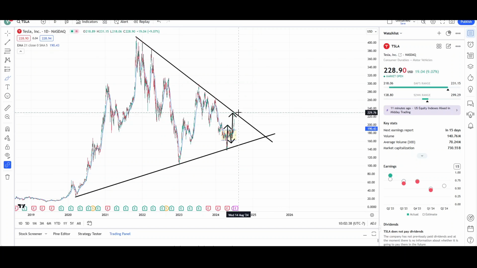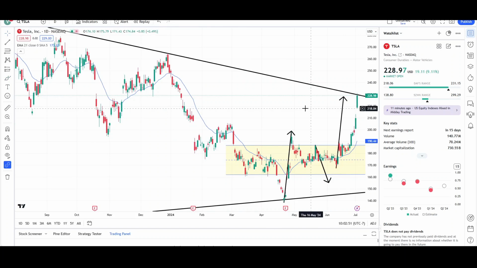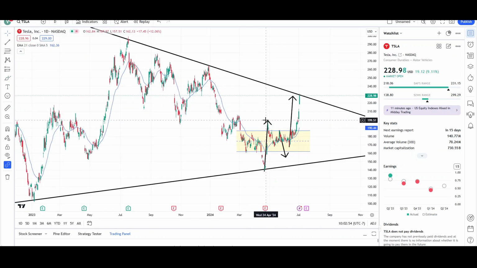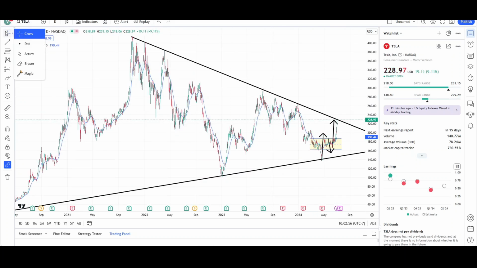As of right now, it's likelier that we travel down than we travel up because of those reasons I outlined on the daily chart. But we'll see what happens for Tesla. This is definitely better than nothing for the bulls, and it's promising nonetheless. So that's all I have for Tesla on the daily and weekly charts.